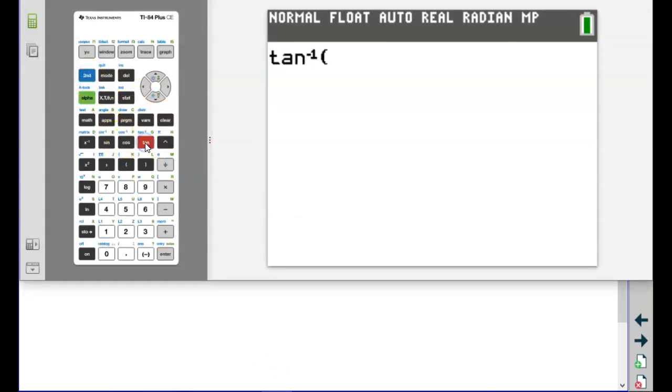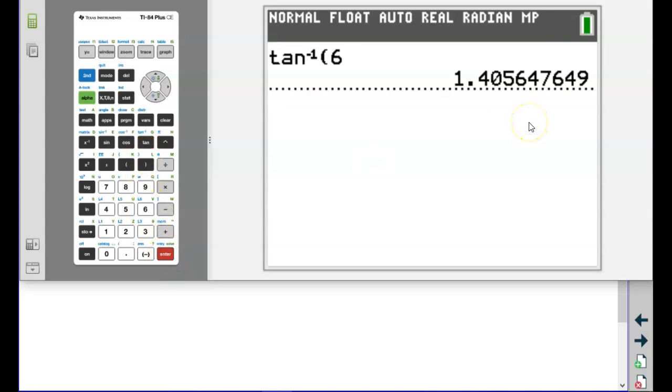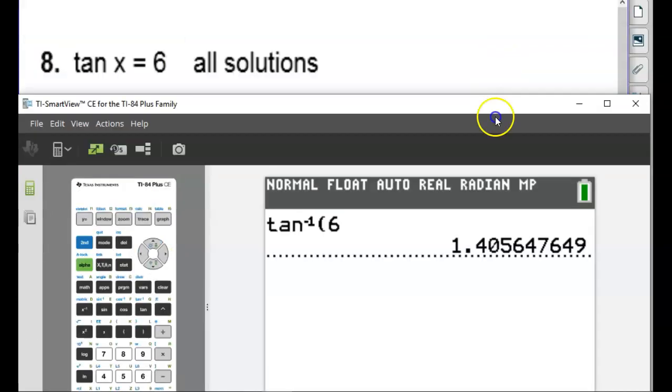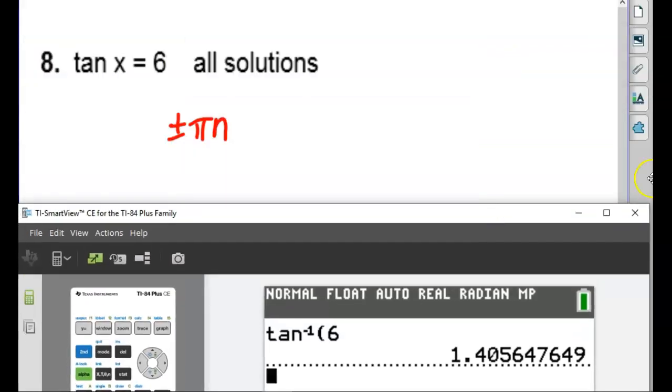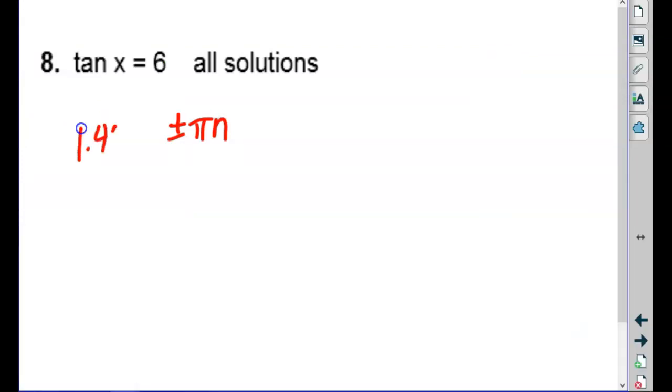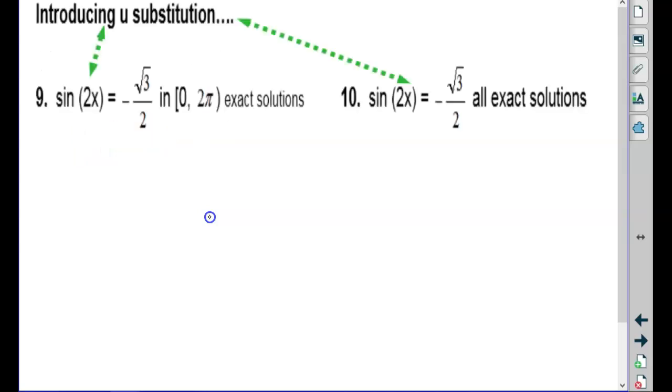Couldn't I go second tangent, what was it, 6, on the home screen? And it gives me 1.4056. And then it would repeat every pi. That's all I really need because a tangent is going to repeat every pi. If you graph it, it's going to show you 2 solutions because from 0 to 2 pi that would hit twice.